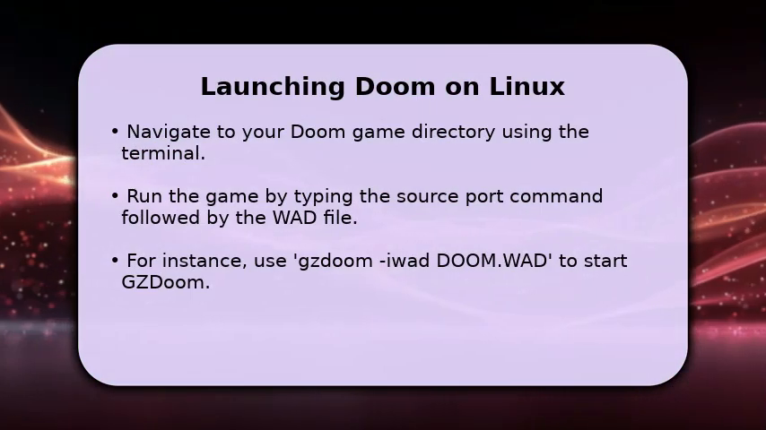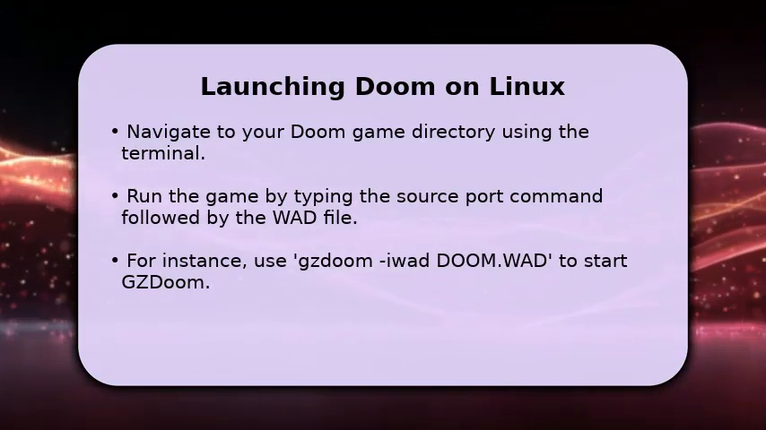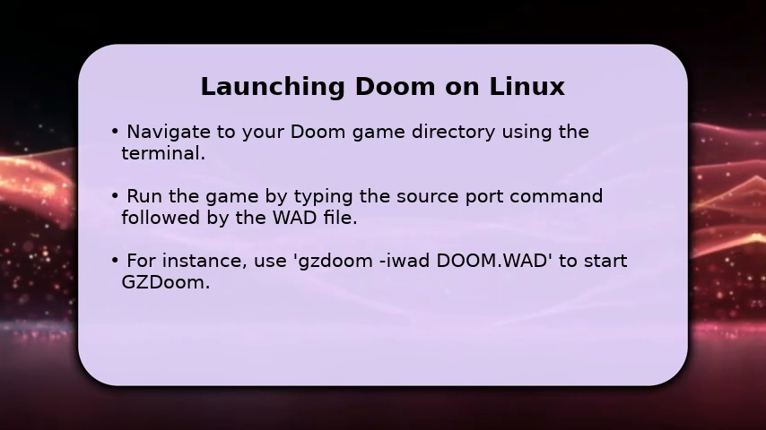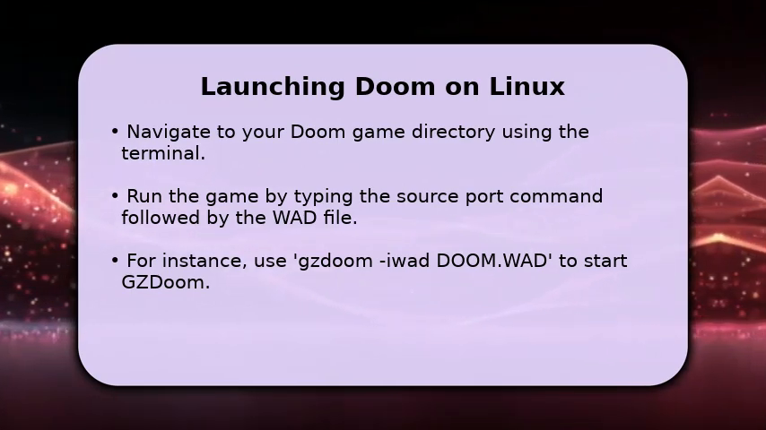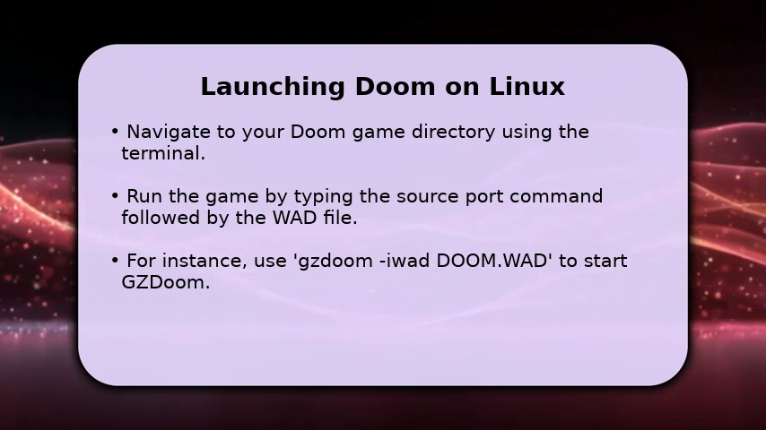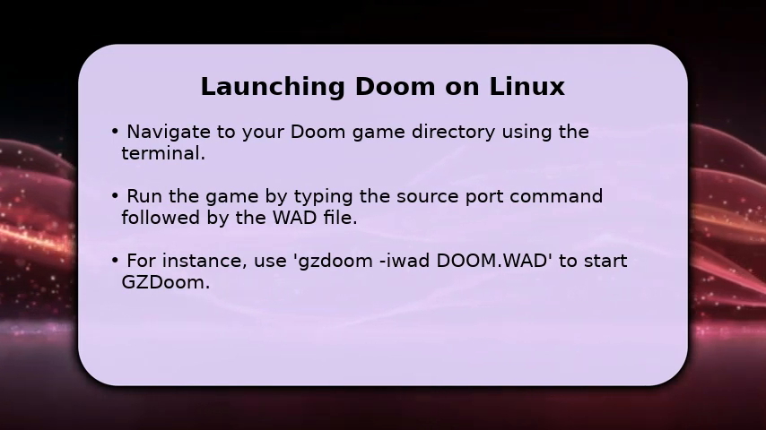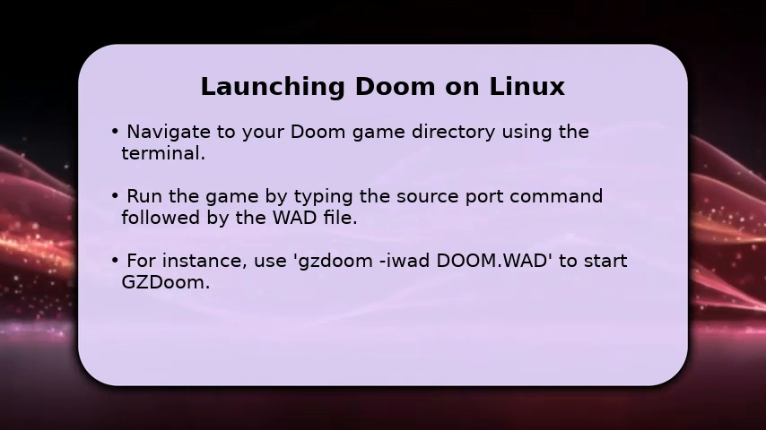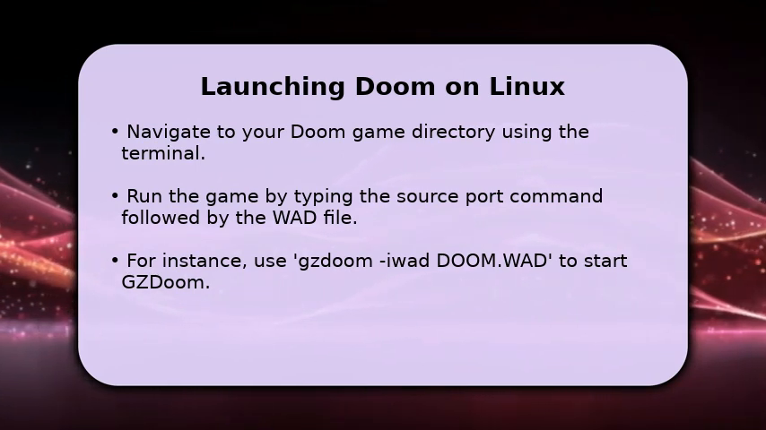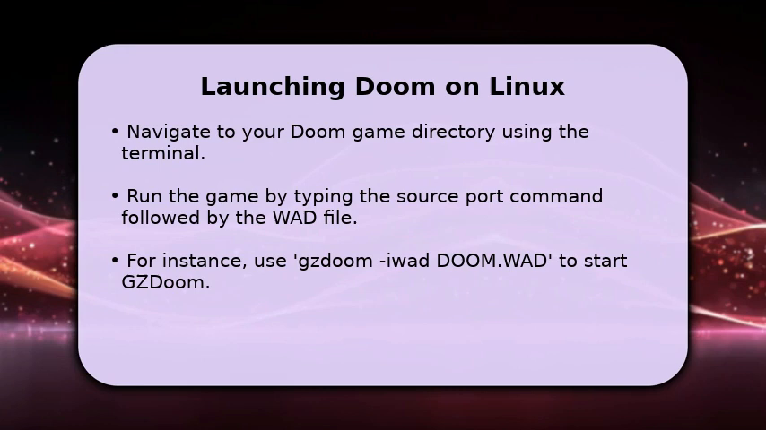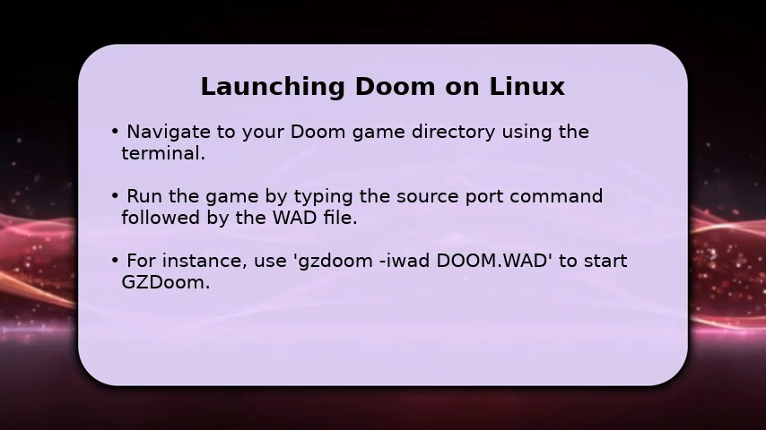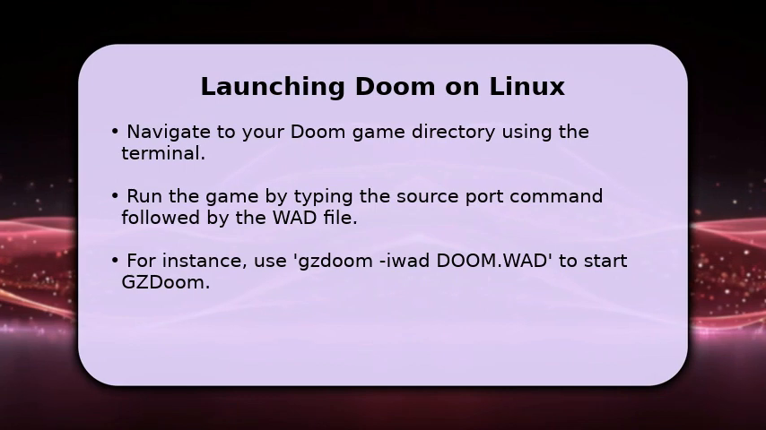Finally, it's time to launch the game. Open your terminal and navigate to the directory where you saved your WAD files and source port executable. To start Doom, you'll typically type the source port command followed by the -iwad flag and the name of your WAD file. For example, if you're using gzdoom with the original Doom WAD, you would type gzdoom -iwad doom.wad. Press enter and prepare to blast some demons.